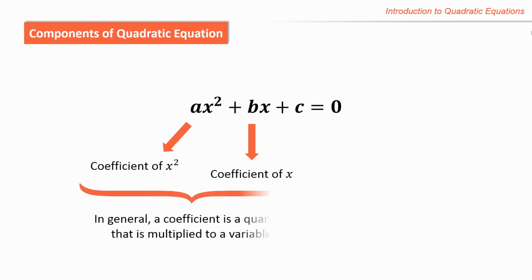In general, a coefficient is a quantity that is multiplied to a variable. Together, b and x are called the linear term in the quadratic equation. The last term, c, is called a constant because it has a fixed value. That is fairly straightforward, isn't it?